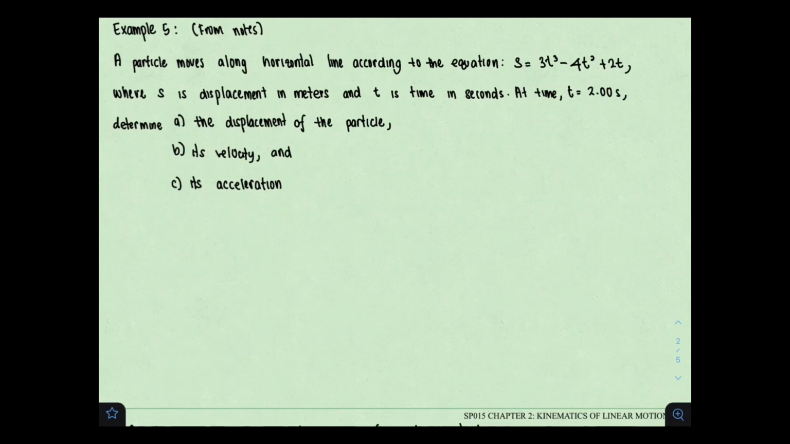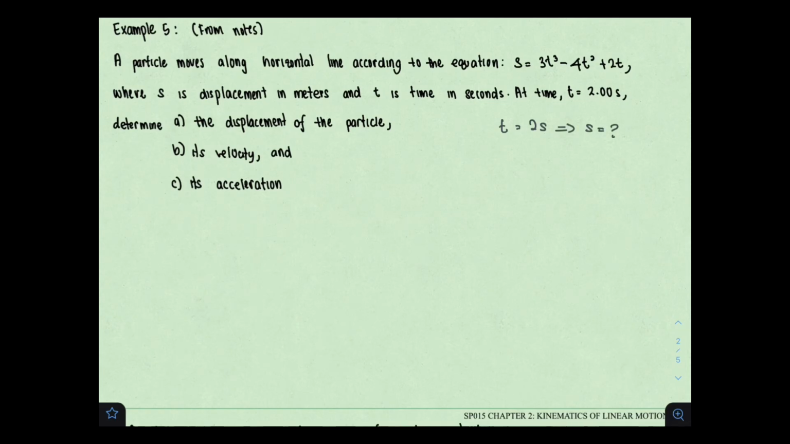a particle moves along horizontal line according to the equation given that S is equal to 3t cubed minus 4t square plus 2t. Okay, so kita ada particle moving along a horizontal line according to this equation, where S is the displacement in meter and T is the time in second. So S dalam equation ini adalah displacement, whereas T dalam equation ini adalah masa. At time T is equals to 2 second, determine the displacement of the particle. So maksudnya kita nak tahu pada saat kedua T sama dengan 2 second. Okay, apa adalah nilai displacement kita?